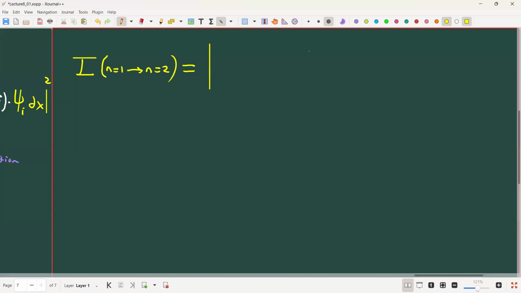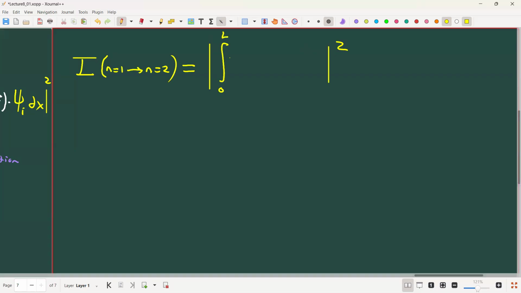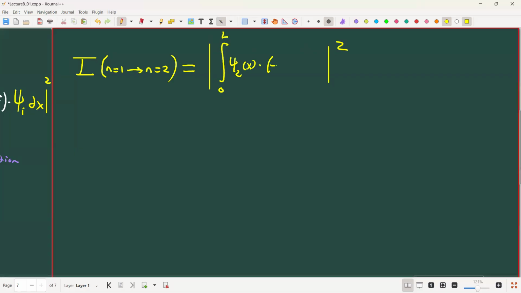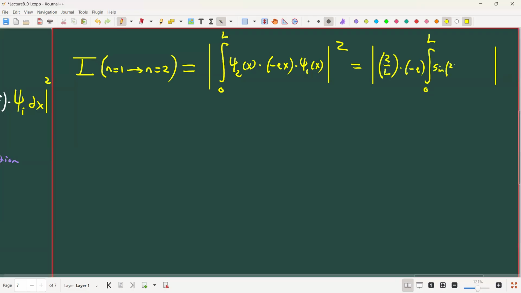It's going to be equal to the absolute value squared of the integral from 0 to L of psi 2 of x times minus E x times psi 1 of x. We can integrate this out. This is 2 over L times minus E, that's the charge of the electron, by the way, just a number, integral from 0 to L of sine 2 pi x over L times x times sine pi x over L dx. And then we square that.